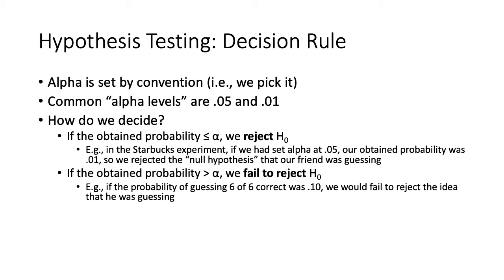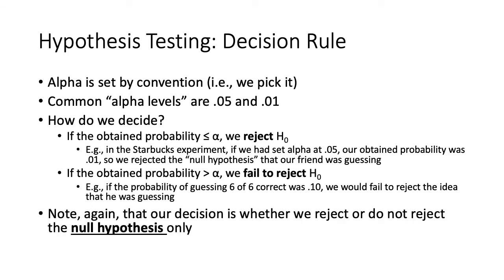We compare that to alpha, and if the probability that we obtain from our results is less than or equal to alpha, we can reject the null hypothesis. If our probability is greater than alpha, we say that we fail to reject it, or that the experiment is inconclusive.